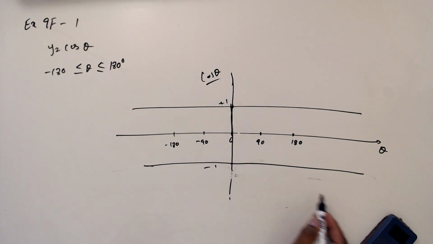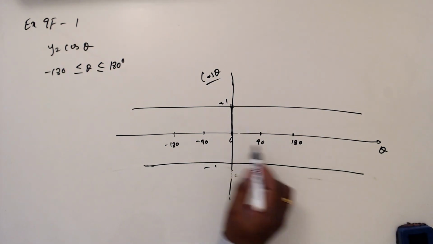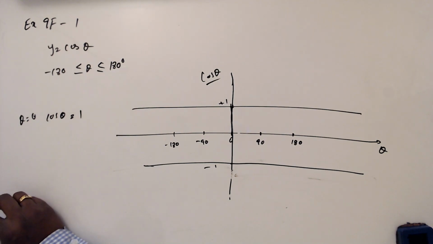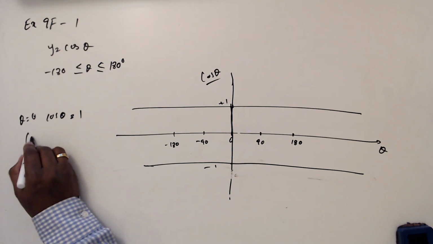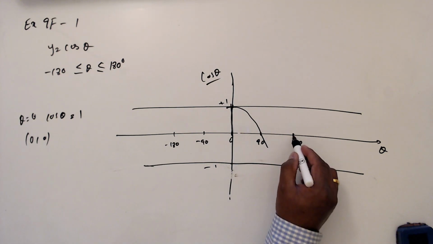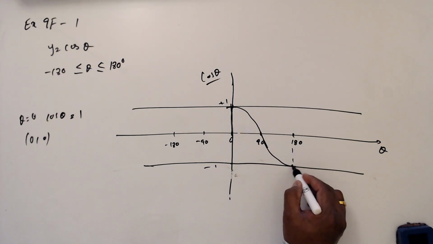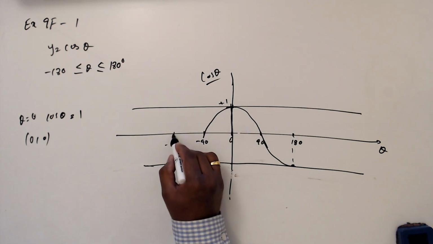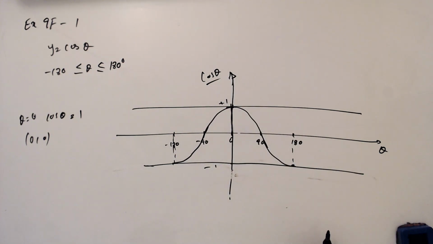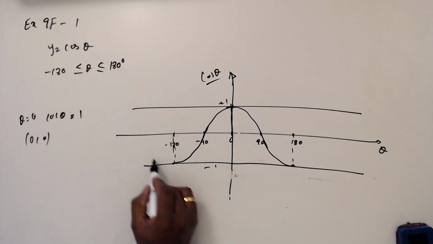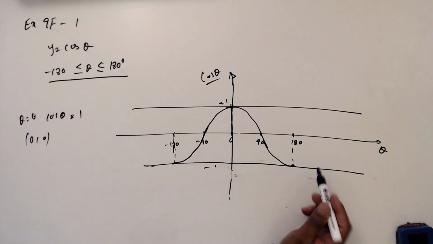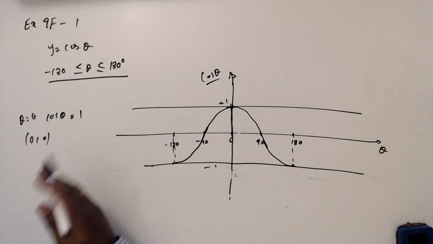The behavior of cos theta we discussed: when theta equals 0, cos 0 is 1. So the coordinate is 0, 1. It means it is starting from here, and cos 90 is 0, and like this it's finishing from here, and this is the graph. Don't try to draw further because they need minus 180 less than or equal to theta less than or equal to 180. They don't graph beyond those points.